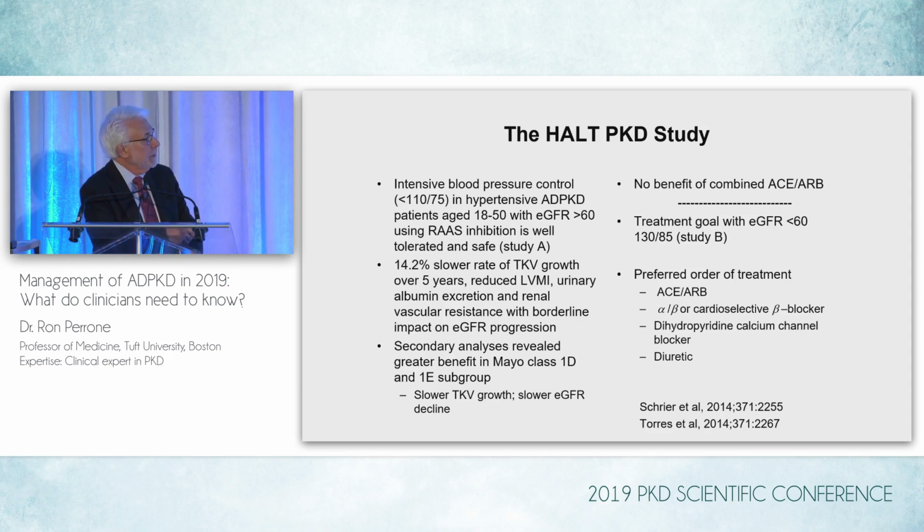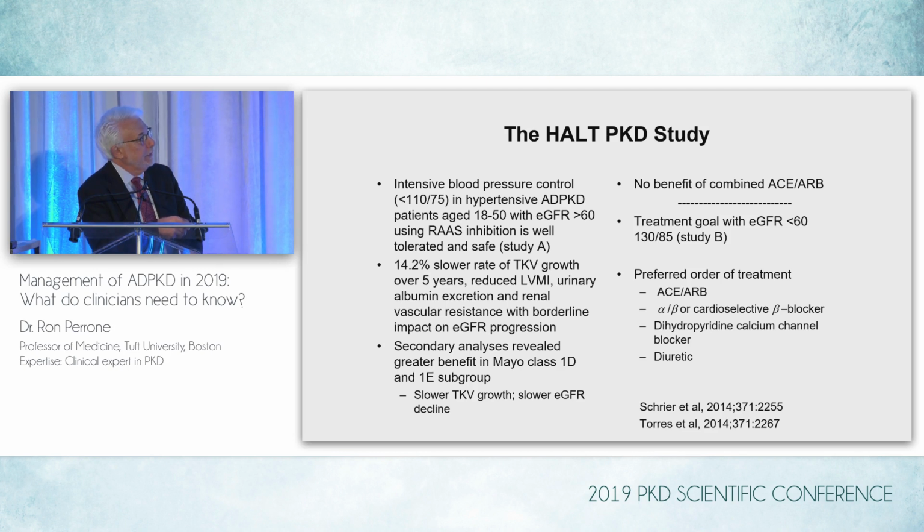Secondary analyses of this population revealed a greater benefit in Mayo Class 1D and 1E, with slower total kidney volume growth and slower eGFR decline. There was no benefit of combined ACE-ARB.